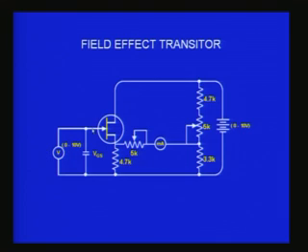Because it is reverse biased, I can apply a voltage here, and correspondingly there will be a current variation here which can be measured by us, and therefore this becomes a very inexpensive FET voltmeter. You might remember an ideal voltmeter should have a very large input impedance.